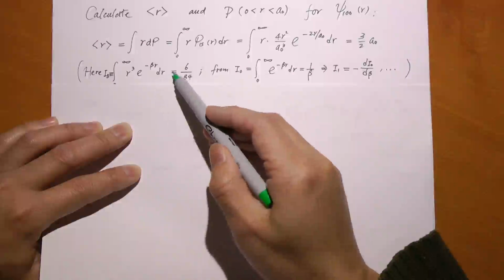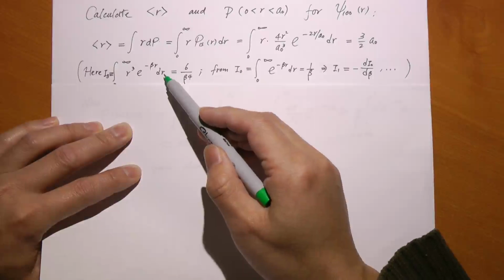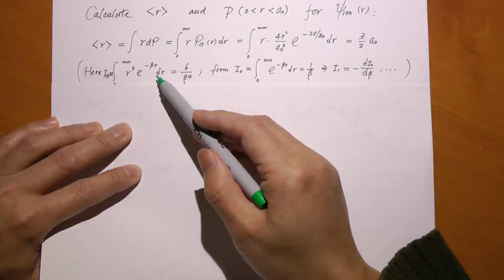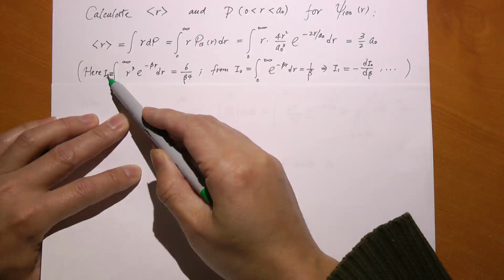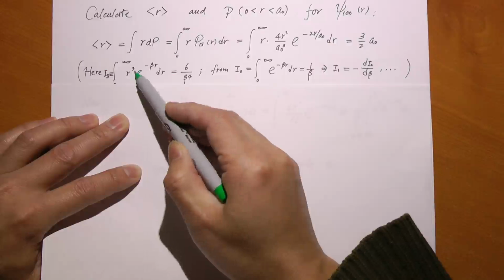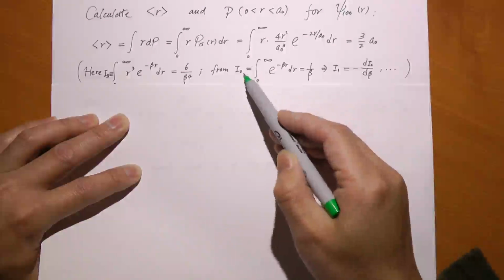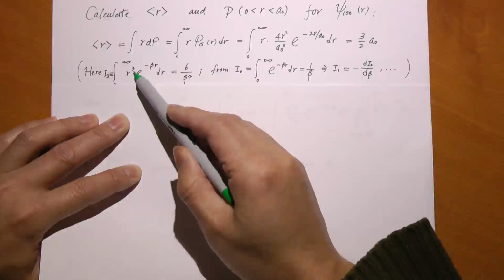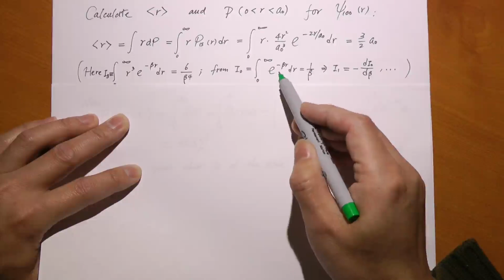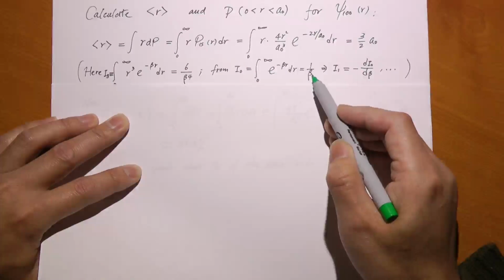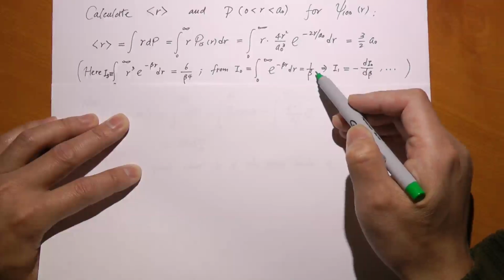You can try integrating by parts, but that's tedious. There is an easier way to do it. We call this integral I3 because it's r to the third power. I'm going to start from I0, with no r to the power. That I0 is very simple: it's the integral from 0 to infinity of e to the negative beta r dr. That's just 1 over beta, right? Of course you know how to do that.